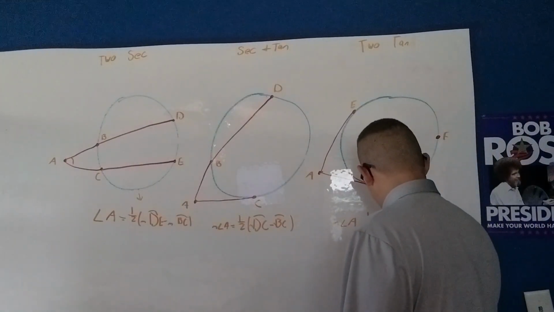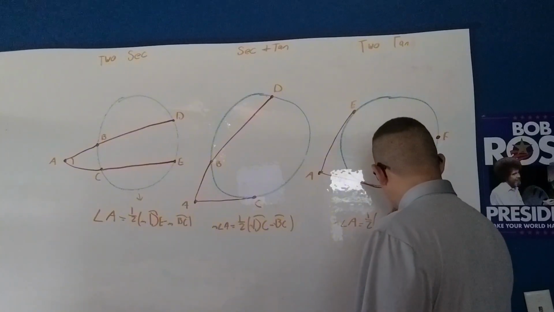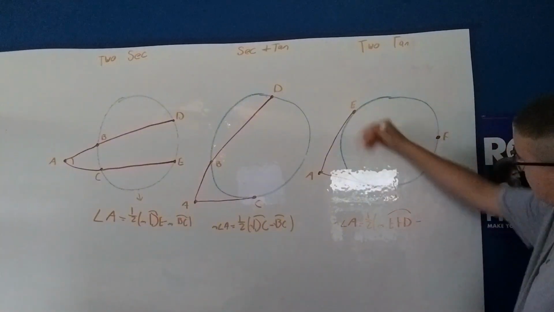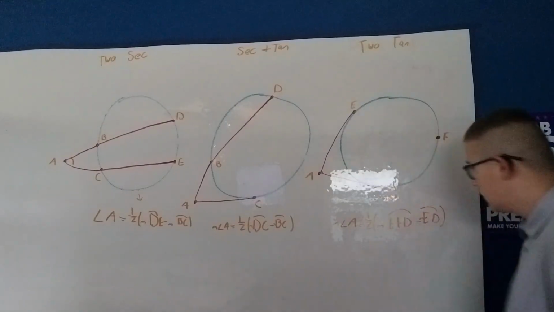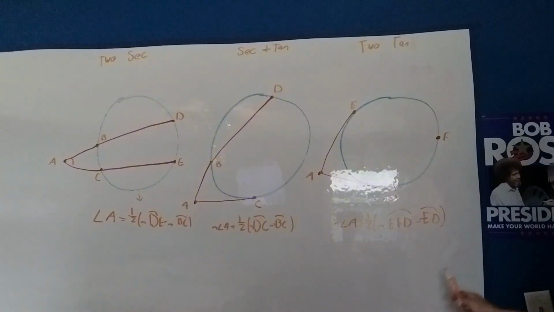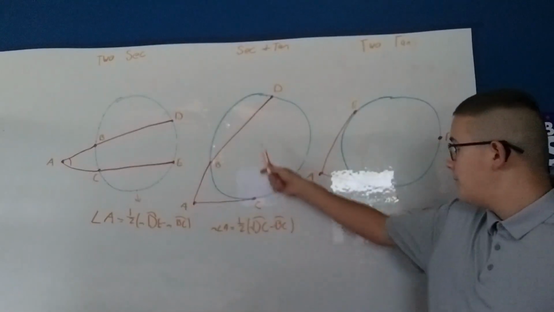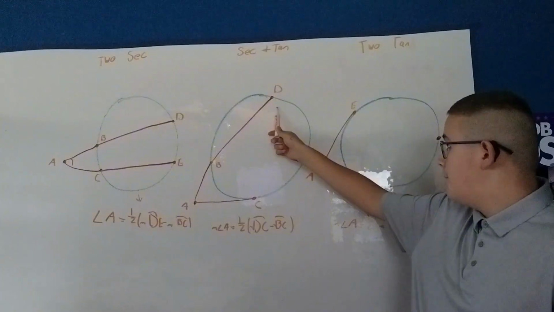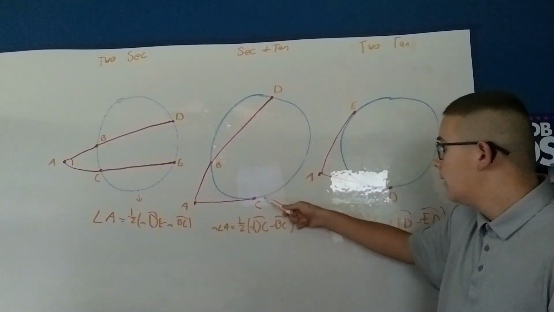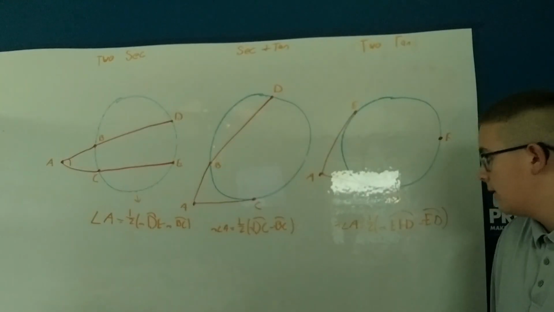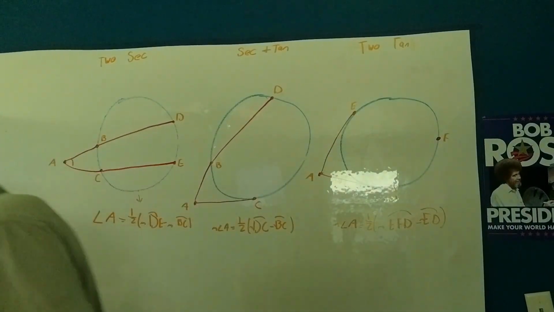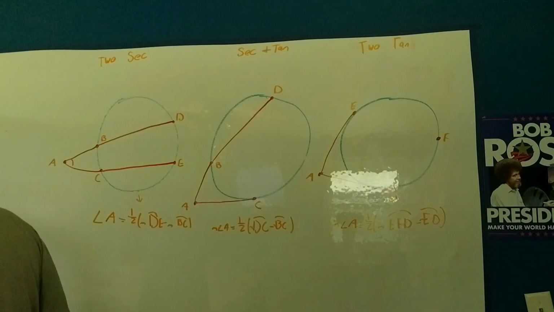So the measure of EFD minus the measure of ED. Like that. And that's how you would solve for the measure of angle A for all of these. Right? Again, just to recap, you take the bigger part that's in between these two lines minus the smaller part, and then you take half of whatever that answer is. Right? So let me give you a couple practice problems here.